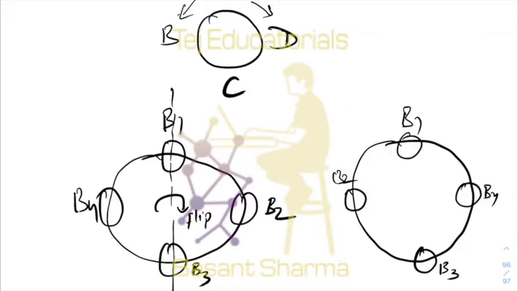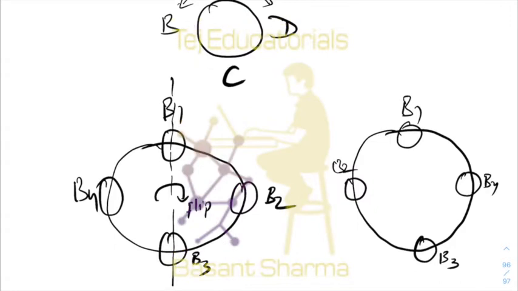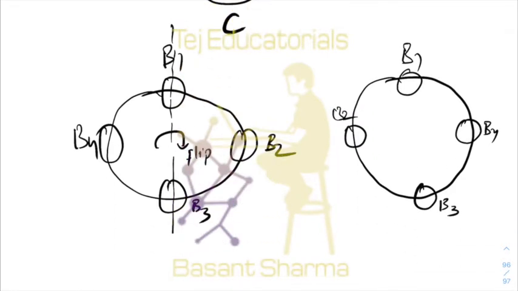Now the important thing to note here is, suppose consider this case. If you look at this necklace from the front, then you will see that B2 is lying to the right of B1 and B4 is lying to the left of B1. But if you go to the back side, to the rear side of this necklace, if you go behind this necklace, then you will see that B2 is to the left and B4 is to the right.